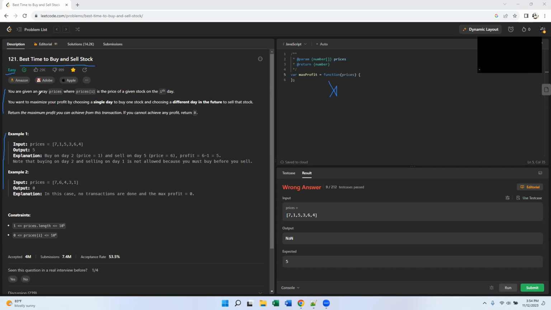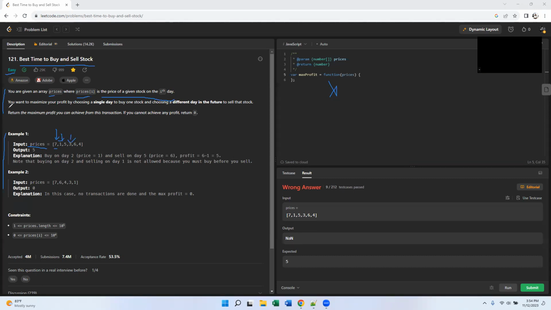It says you are given an array prices. So this is an array named prices, where prices[i], that is each item of this input array, is the price of the given stock on the ith day. So these individual inputs are nothing but the prices of the stock on a given particular day.